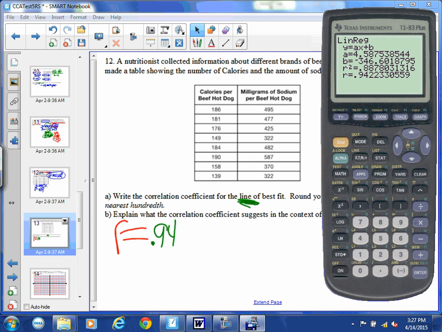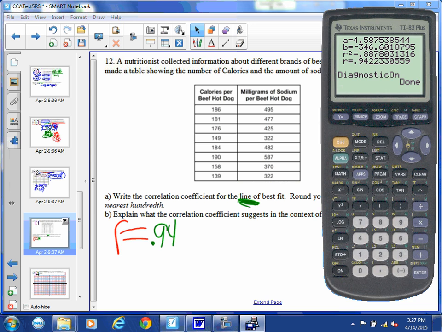If you don't see your R and your R squared, second 0, tab, scroll all the way down. This does not work well on the smartboard, so bear with me here, but I will show you anyway. Don't mess up. Come on, almost there. Getting close. Almost there. There we go. Diagnostics on, enter, enter. Okay? Now, if you do it again, you should get your R.